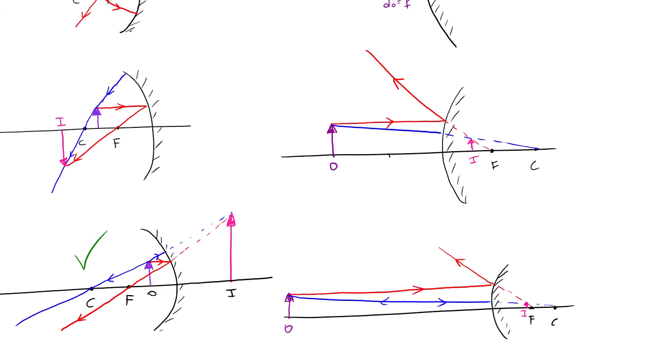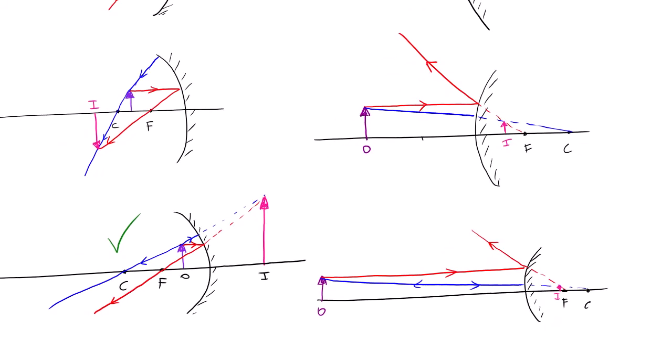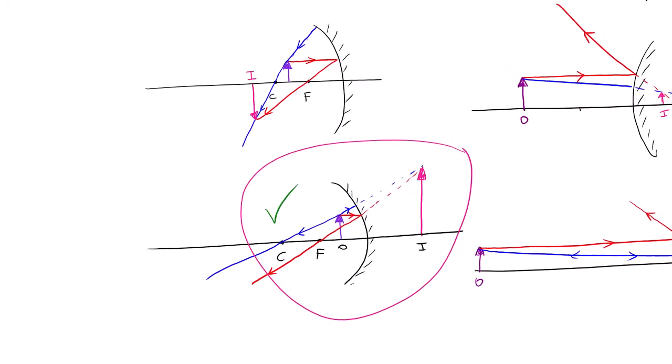The only time when you get a virtual and erect image is when you have a concave mirror and the object's distance is way smaller than the focal length. Okay, now let's go ahead and do the second part of our problem.